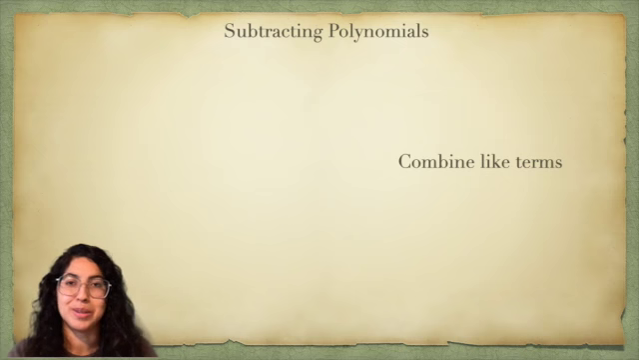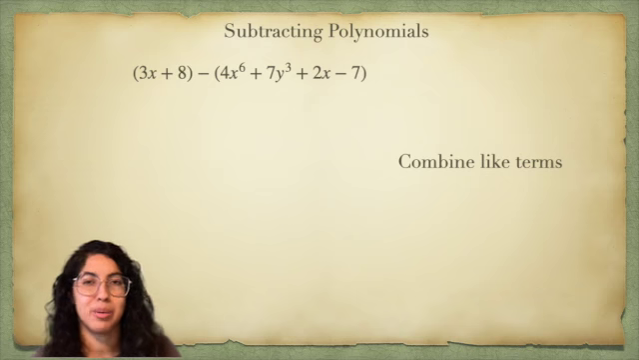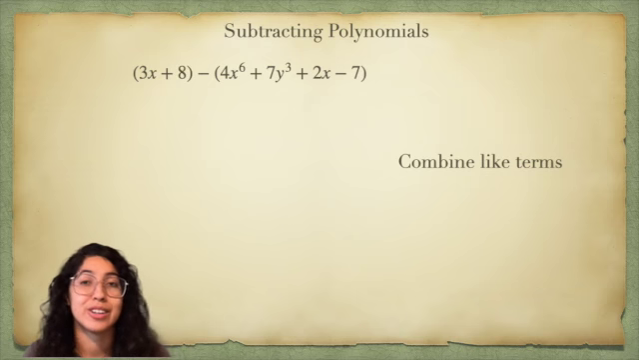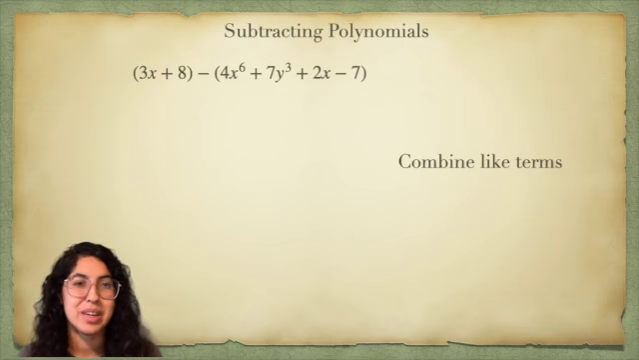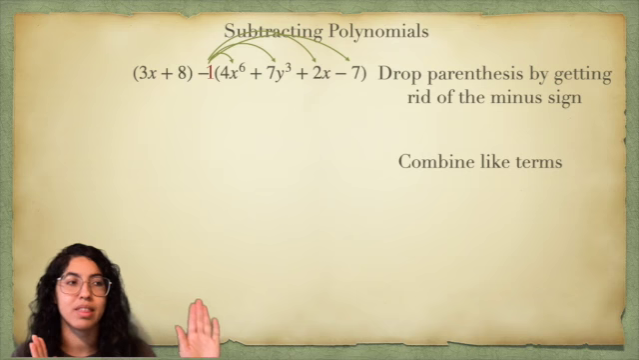Subtracting polynomials. This is where we get a little confused, but you guys can do this, okay? We've been doing it all year. So what is between my parentheses? A minus sign. So what goes after that minus sign? A 1. So what do we do first? We drop parentheses by getting rid of the minus sign. So what does that mean? That means to distribute.